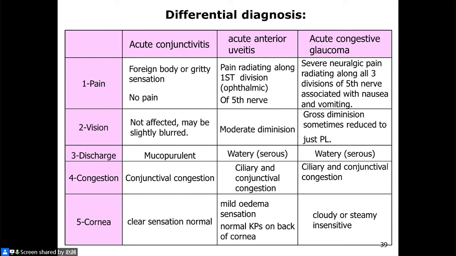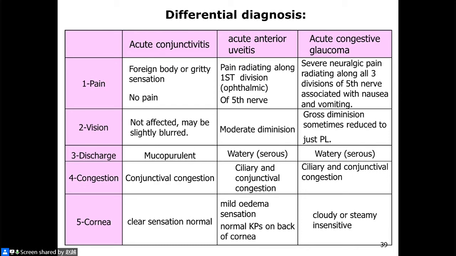This chart is the differential diagnosis of the three diseases. 1. Pain. Acute conjunctivitis: foreign body or gritty sensation, no pain. Acute anterior uveitis: pain radiating along the first division, ophthalmic, of the fifth nerve. Acute congestive glaucoma: severe neuralgic pain radiating along all three divisions of the fifth nerve, associated with nausea and vomiting.